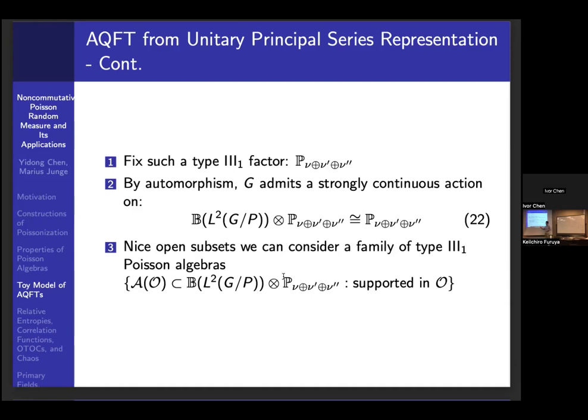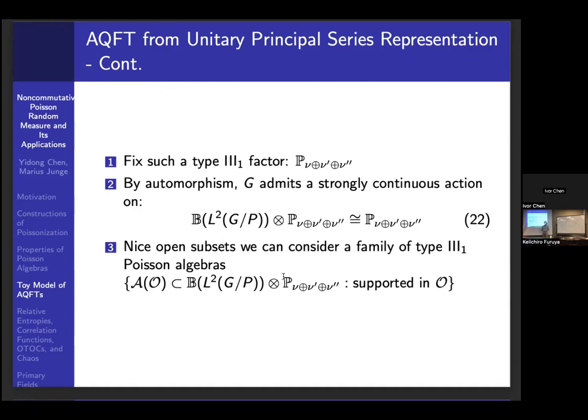What I'm saying is, how do you get the local piece? In this very silly example, look at this algebra. Any open set you want, you can restrict to them. You get your local algebra.